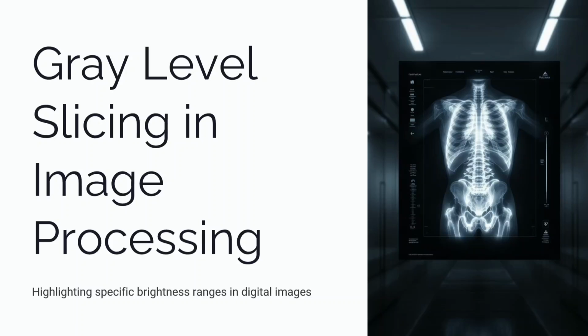Hello everyone. Today I will be explaining a simple but very useful image processing technique called gray level slicing. This method is mainly used to highlight specific brightness regions in gray level images, such as in medical X-rays, satellite images and industrial scans. By the end of this presentation, you will understand why it is useful, how it works mathematically, and how it can be implemented using a small Python code.